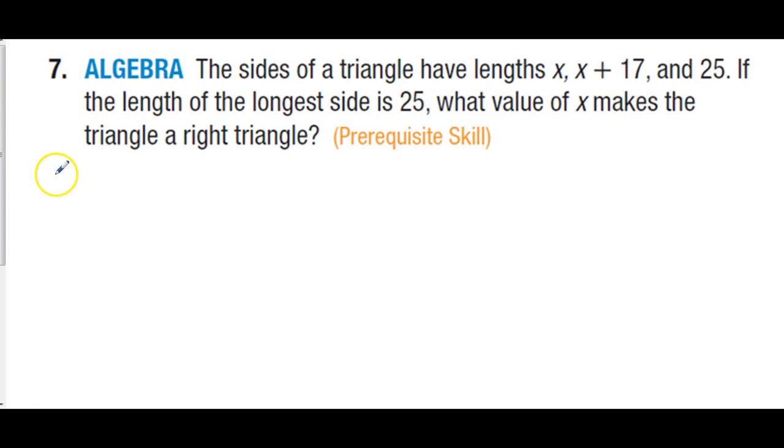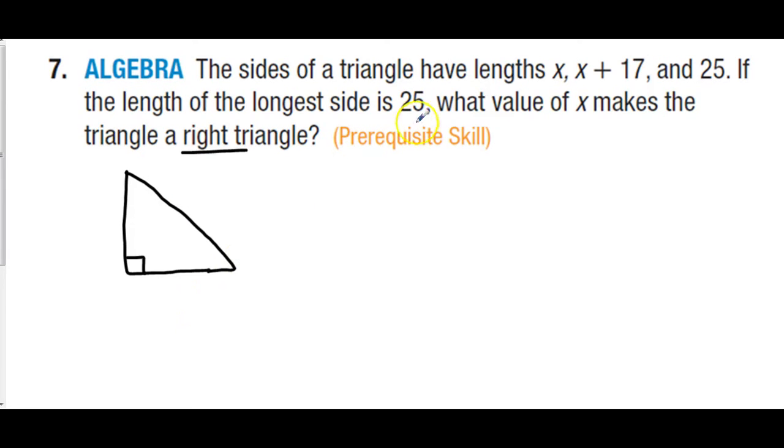Number 7 says, the sides of a triangle have lengths x, x plus 17, and 25. If the length of the longest side is 25, what value of x makes the triangle a right triangle? Notice that it says right triangle. Let's create a right triangle to start. Pictures always help. So I'll make a right triangle. I'm not going to commit anything to what these other angles are like, but this one is definitely a right triangle.